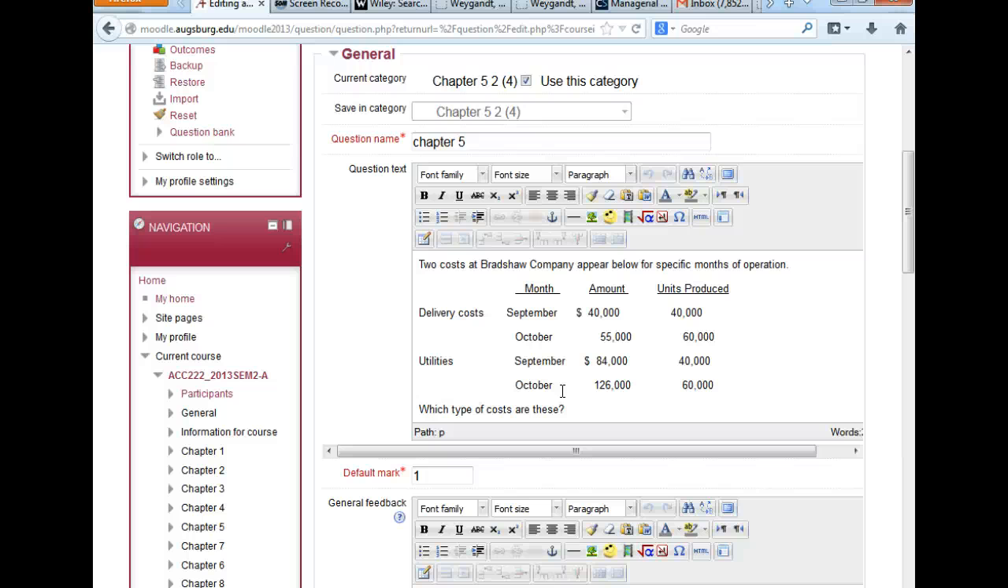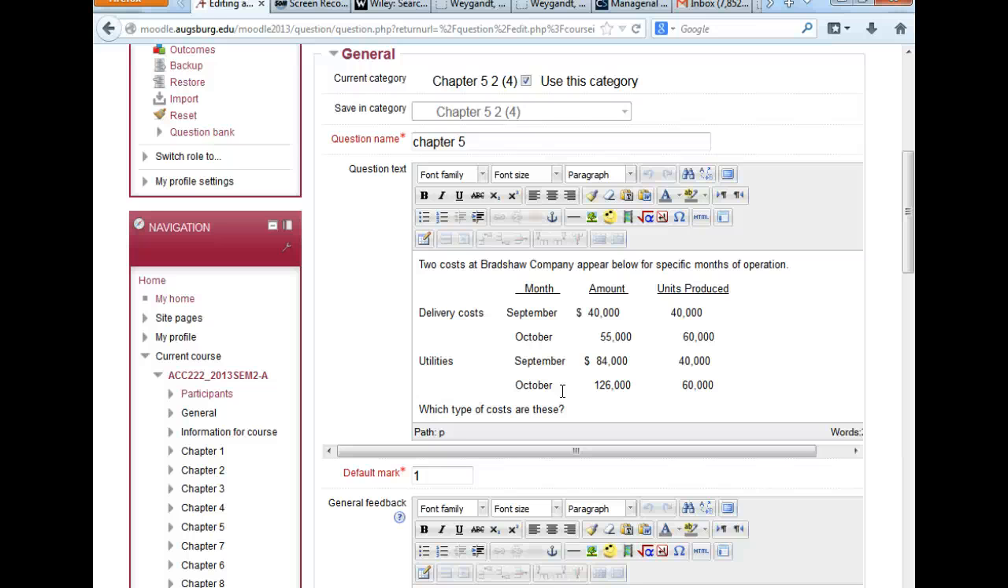What would be a fixed cost? A fixed cost would be $84,000 at 40,000 units produced, and $84,000 at 60,000 units produced. That would be a fixed cost. It doesn't change even though your units increase, right? But doesn't this show you it's got to be a variable cost? Because as the amount of units increase, our cost is still $2.10 per unit. Okay?